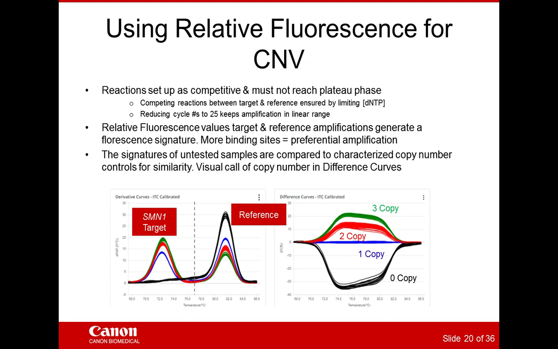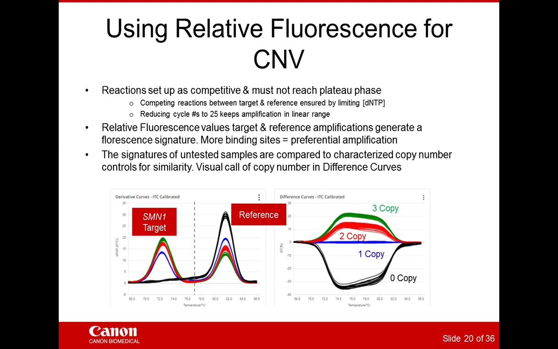And what you do see in the rightmost graph, the way you actually make the call is a panel of controls is run. You have the option of starting with Coriell controls for 0, 1, 2, 3 copies of that specific gene. You run those on the plate with your unknown samples, and then the call is made by seeing which one of the controls each one of your samples has clustered with. So you run the panel of controls, and then based on the clustering pattern in the difference plot of the remaining samples, you can assign copy number calls to each of the samples.